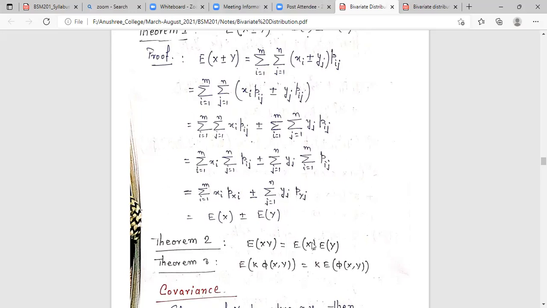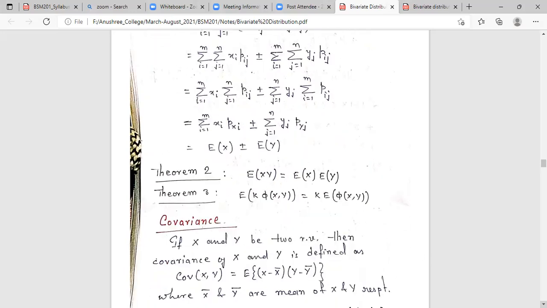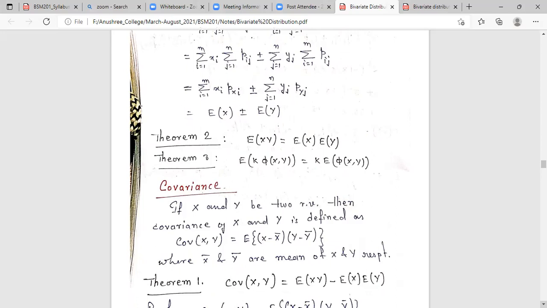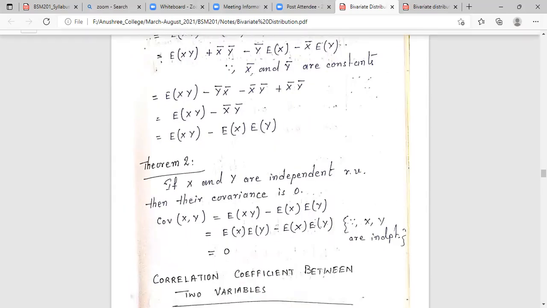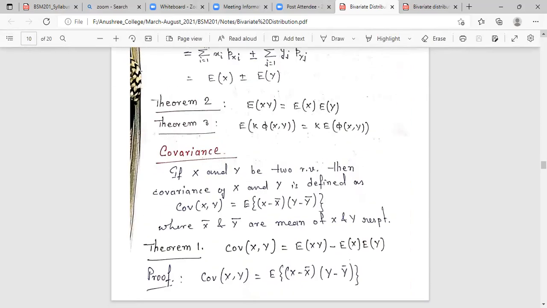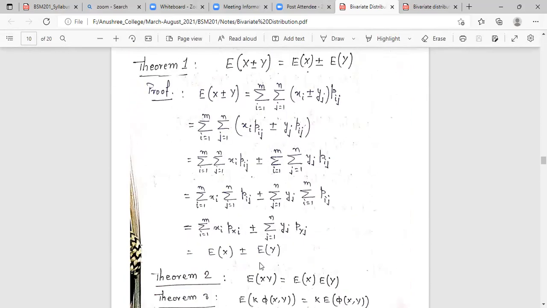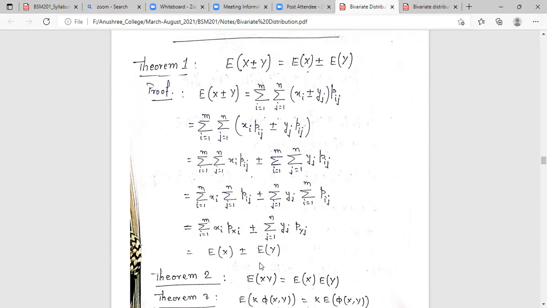Similar are the next two properties. The expectation of the product of two random variables is the product of their expectations, provided obviously X and Y are independent, otherwise not. And if k is a constant quantity, k will come out of the expectation and the expectation of the rest of the quantities will follow. So this is all about expectation for random variables, or for the bivariate data, which we have learned till now.